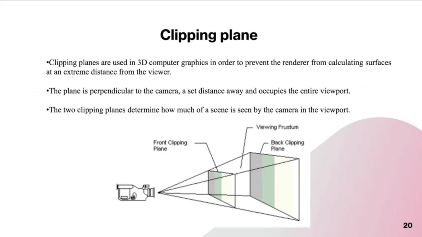So this is the clipping plane. Clipping plane is one technique used in 3D computer graphics in order to prevent the renderer from calculating surfaces at an extreme distance from the viewer. The plane is always perpendicular to the camera at a set distance away and occupies the entire viewport. The two clipping planes determine how much of the scene is seen by the camera in the viewport. With respect to the camera point of view, you can see a back clipping plane and the front clipping plane, just like in the image, and the gap in between is the viewing frustum.